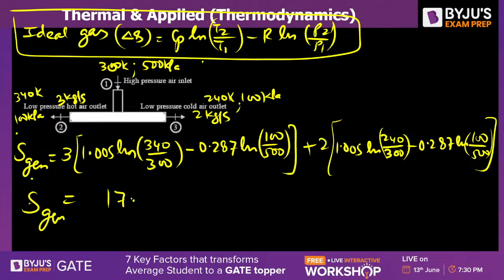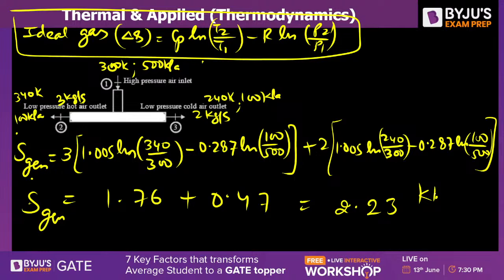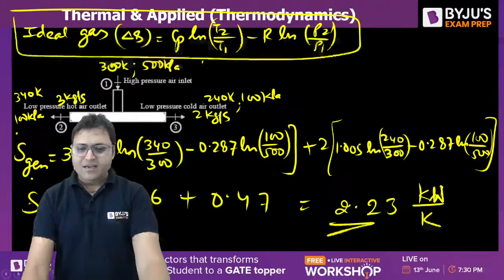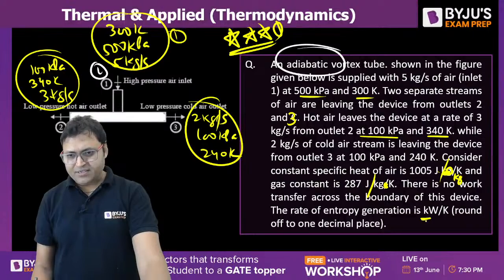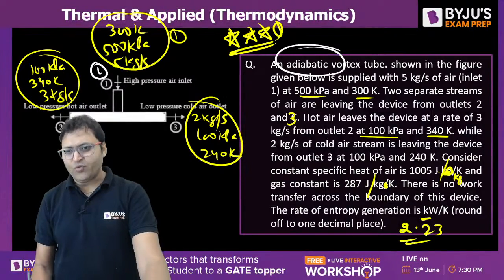The first term will be 1.76. You must get 1.76 plus the second term will be 0.47. So the final answer will be 2.23 kilowatt per Kelvin. 2.23 kilowatt per Kelvin will be the correct answer. I hope you understood this.